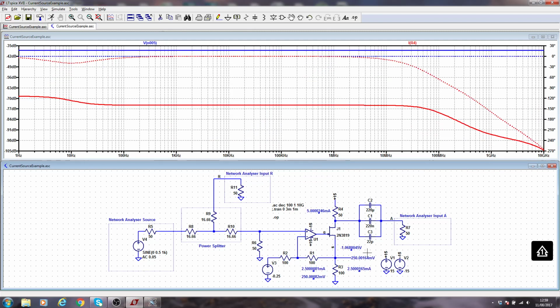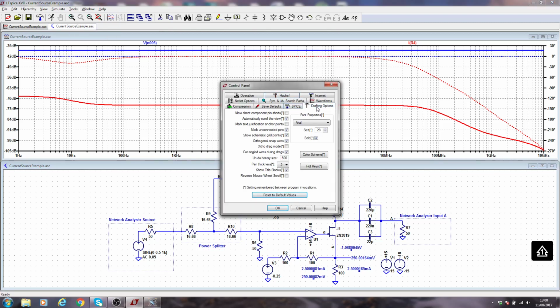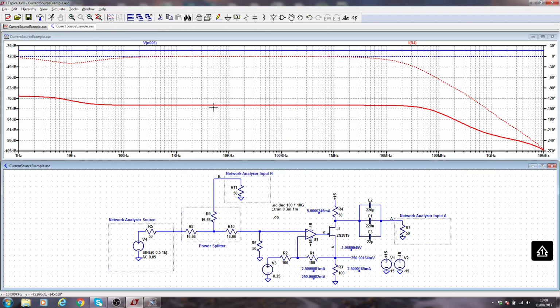This is still DC conditions it's showing me on the operating point, but I've got a Bode plot now, and I've got thick lines. So if you go into tools and into control panel and into drafting options, you can set the pen thickness. I like it to be a bit thicker. It's too thin otherwise. So we have magnitude in dB and phase on this side. VN05 is the input, and V as IR4 is output.